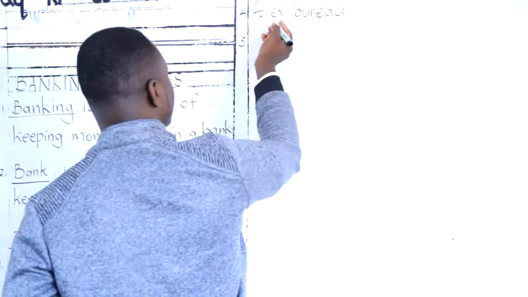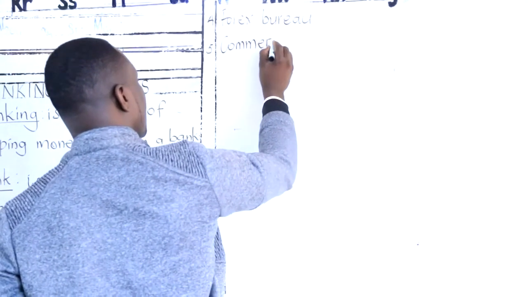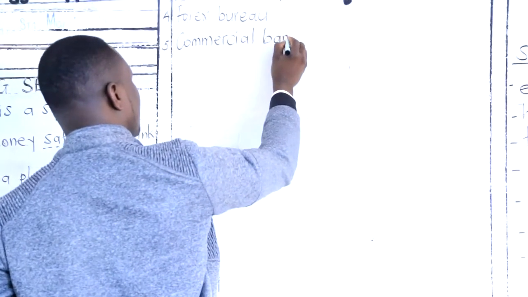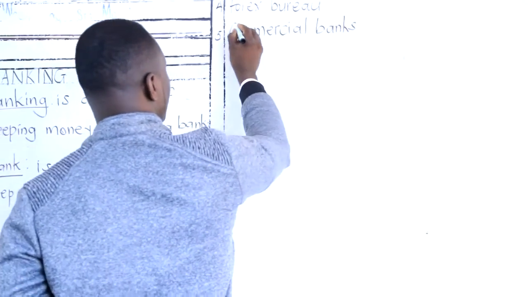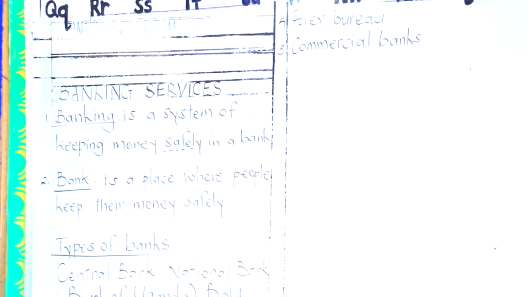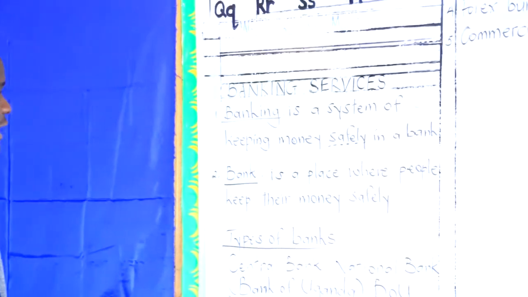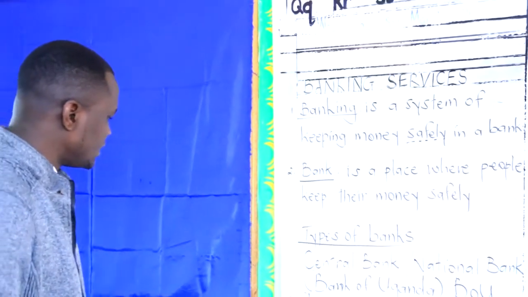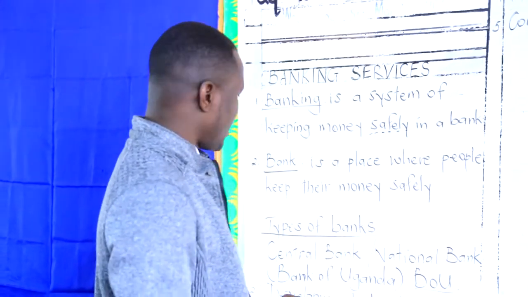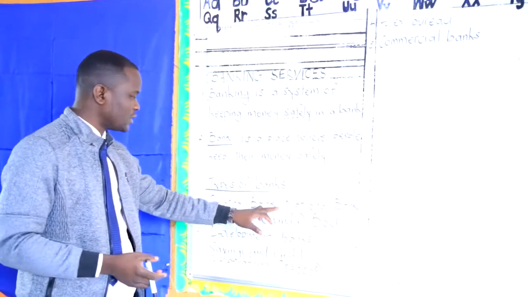Then we have what we call commercial banks. So those are the types of banks that we have in Uganda, in our district. Now, one thing we need to note is these banks are all under the national bank that we talked about here.